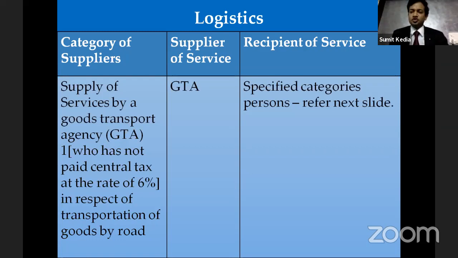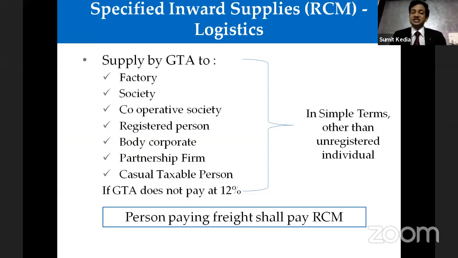So the supplier of service should be a goods transport agency. Who should be the recipient in this case? The recipient should be either a body corporate, a factory. See the list in the slide. Provided to a factory registered under the Factories Act, a society registered under the Society Act. I've just mentioned the keywords here. A cooperative society, a registered person. It says registered person. So if you are any person who is registered under the GST law, automatically you will come under this clause. Body corporate, partnership firm, casual taxable person.